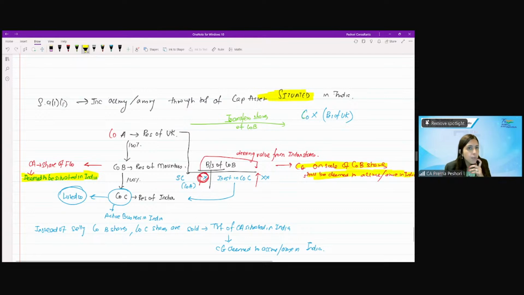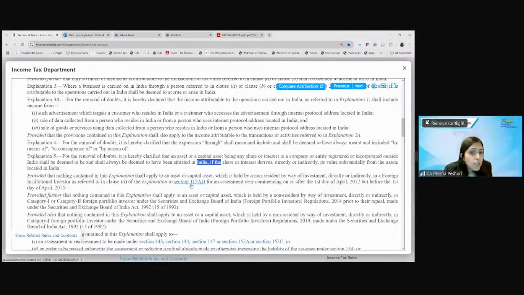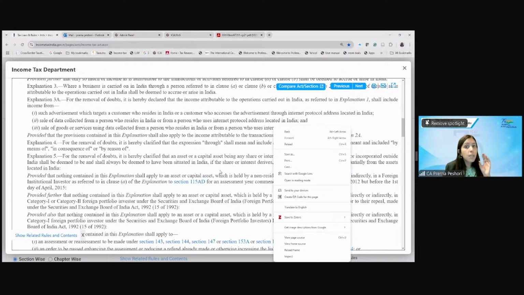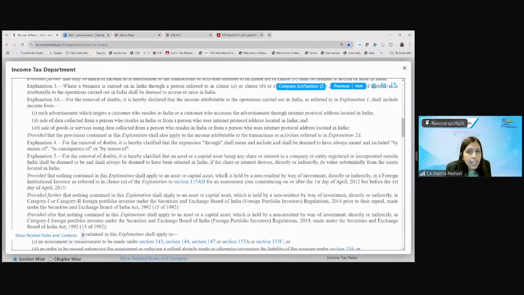Yes or no? Now, when can it be said to be deemed to be situated in India? If the share or interest of company B derives, directly or indirectly, its value substantially from the assets located in India.